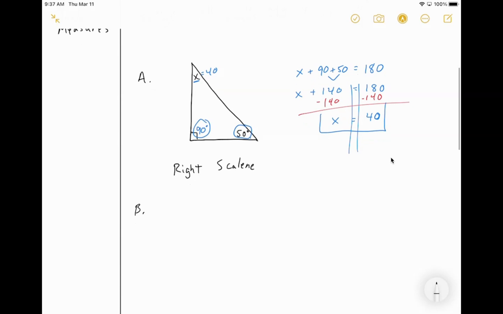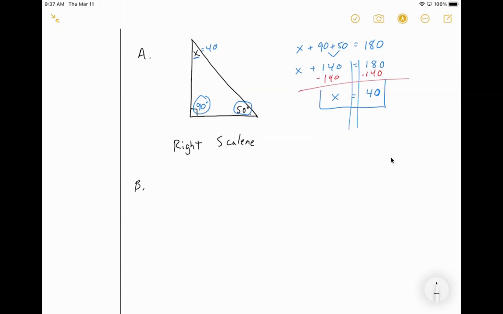Okay, so here we go. Let's move on. Let's do another one right here. Letter B. Let's just say this one is 80 degrees, and let's say this is 35 degrees, and this is Y. Okay, can you find Y for me, please?